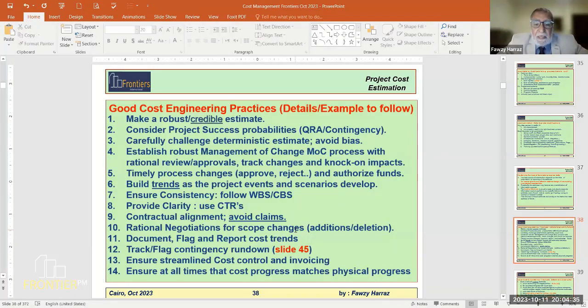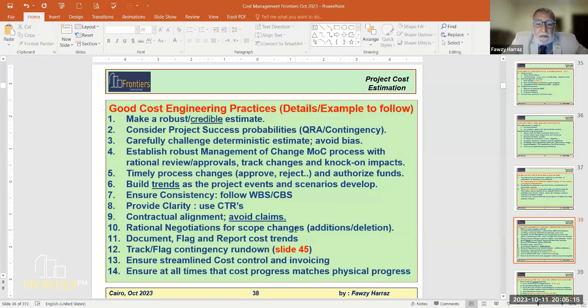Number 4, establish management of change process with rational review and approvals, and track changes and knock-on effects. That's actually related to the changes and variations in the cost estimate. Timely process the changes, approving the changes or rejecting. I think this is from the owner or consultant point of view, because these things affect the final estimate at completion. If you approve, then you need to request and authorize funds to support these additional costs.